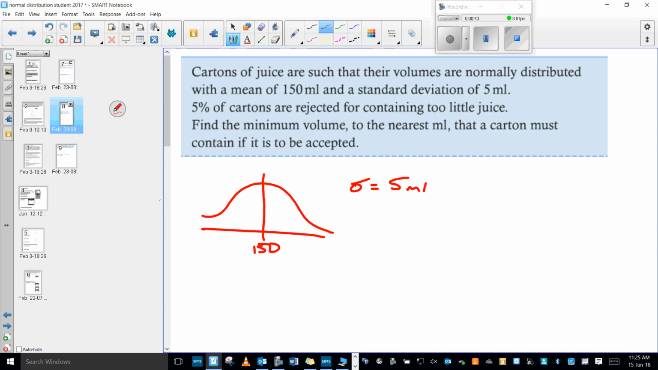It says 5% of the cartons are rejected for containing too little juice. So straight away, where is my line going to be? Left. Okay, so we know it's over here somewhere. 5% are rejected, so we're going to draw a line here and shade that, and we're going to put that in as a probability.